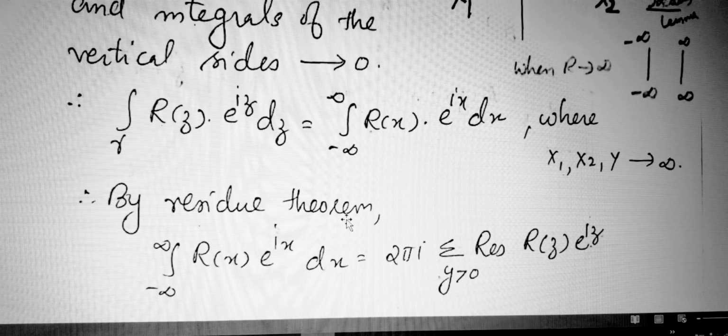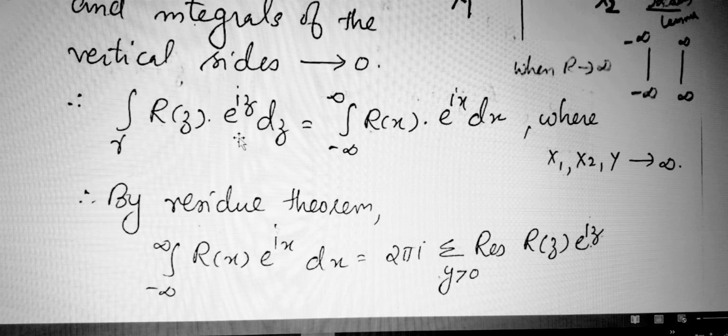Therefore, by residue theorem, integral minus infinity to infinity r of x into e raised to ix dx is integral over gamma r of z into e raised to iz dz, which is 2 pi i into sigma over y greater than 0 residue of r of z into e raised to iz.